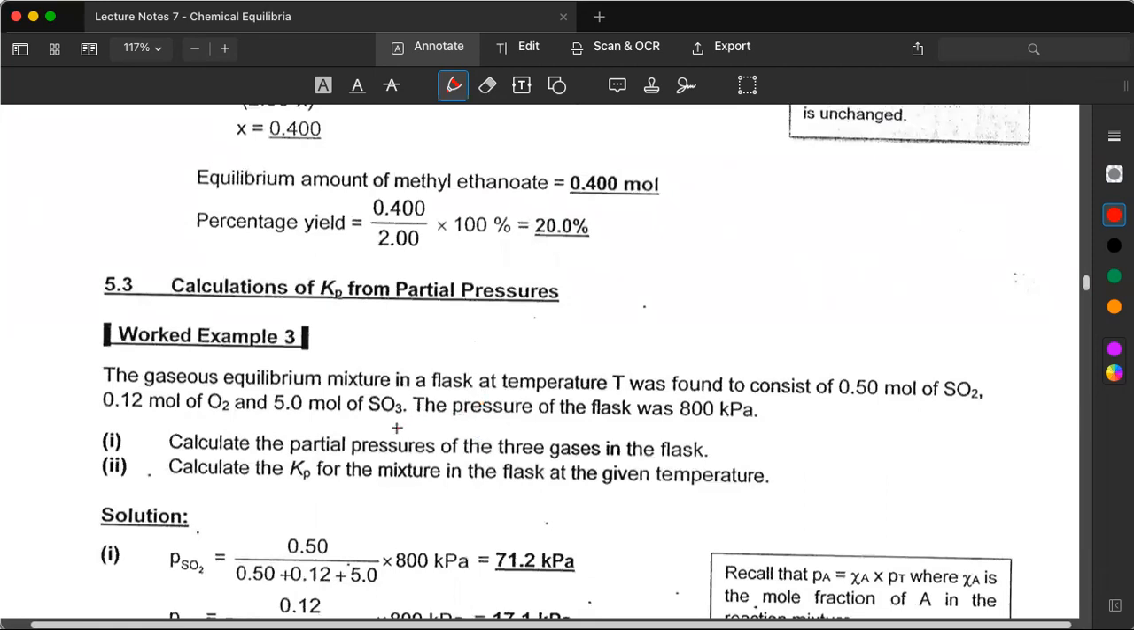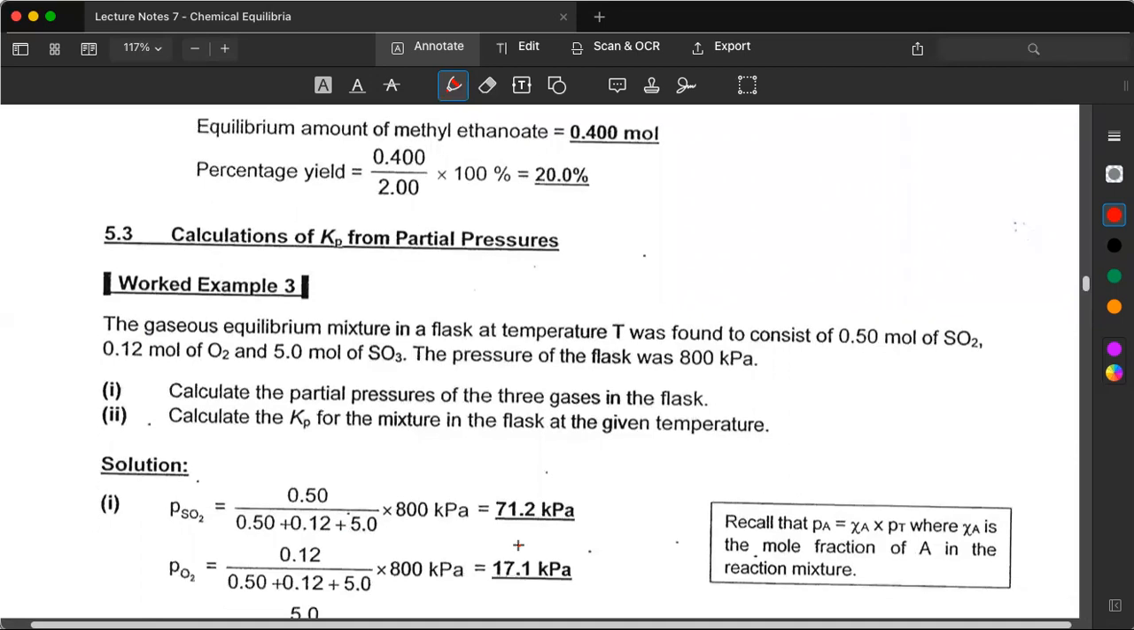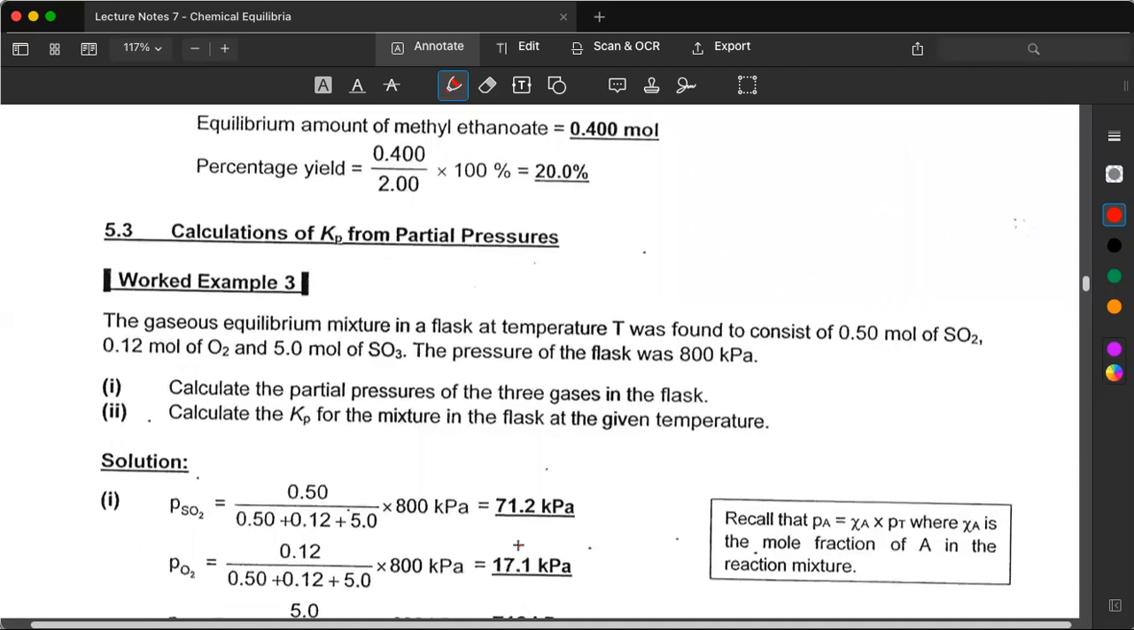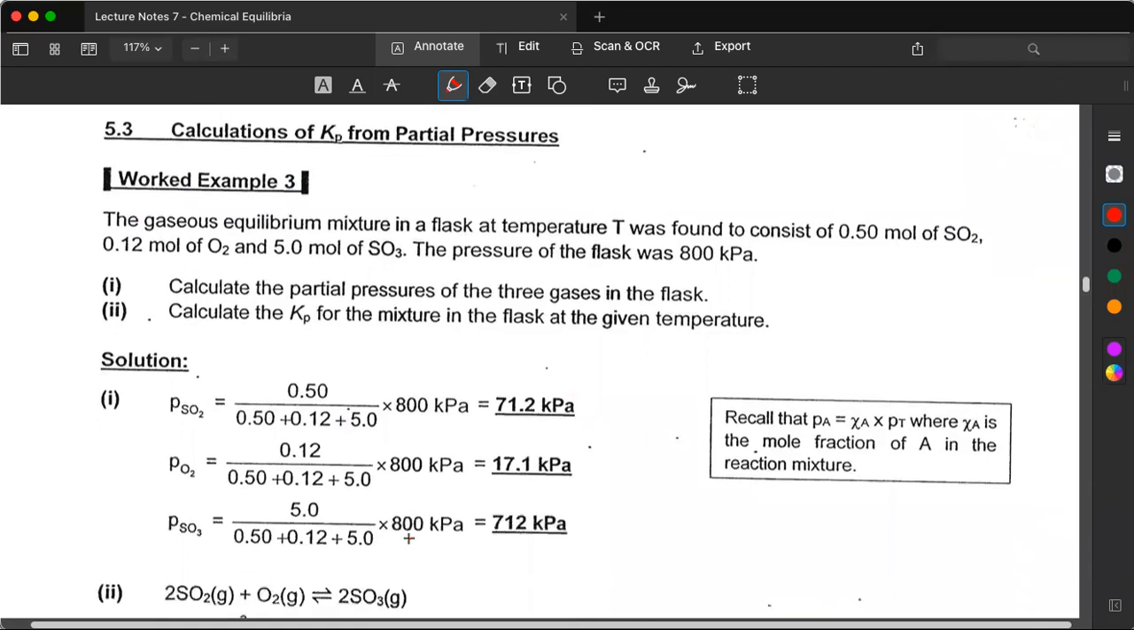You know how to find it, right? You just take the mole fraction times the total pressure, which is 800 kilopascal. So the number of moles of SO2 was 0.5. You divide by the total number of moles times 800, then you get 71.2 kilopascal. Pressure of O2 is the same, 0.12 divided by the total mole times the 800 kilopascal. Then same for SO3. Then you get one tick.